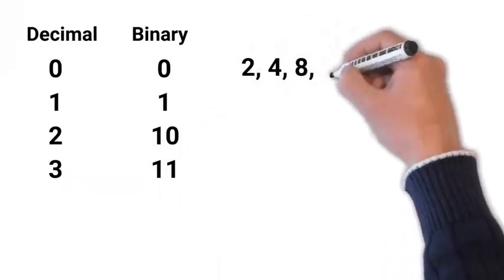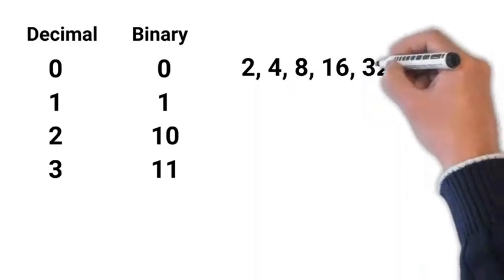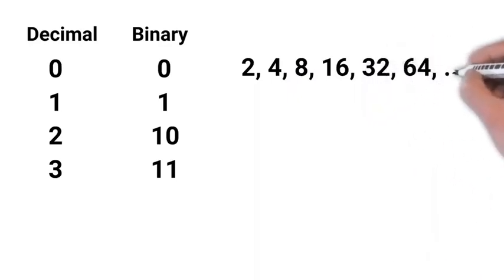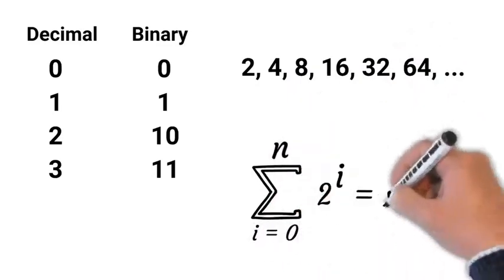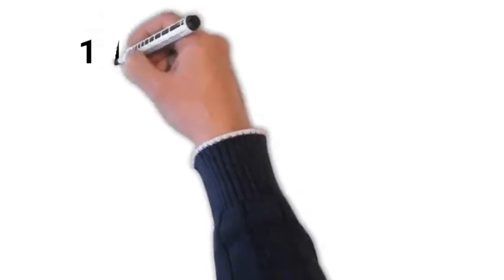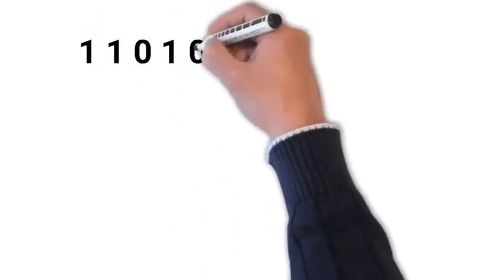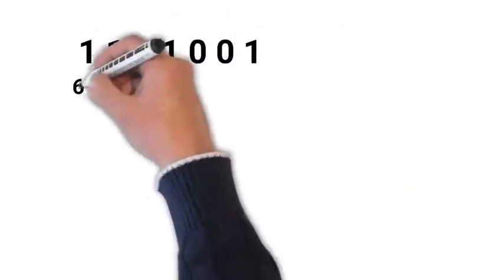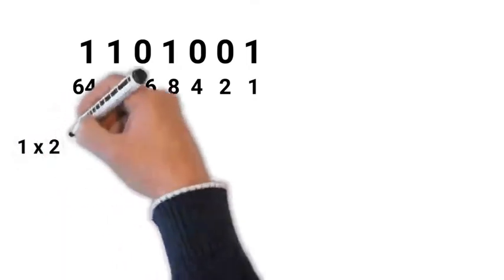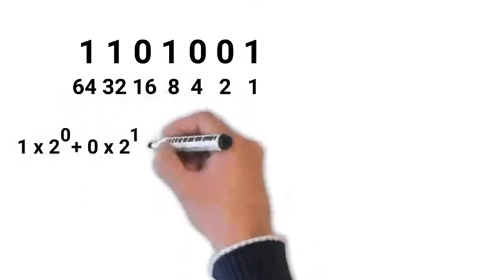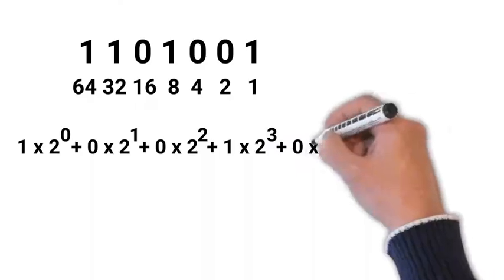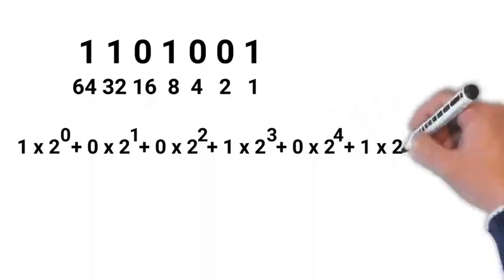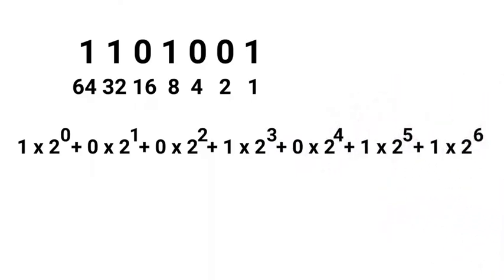That is because binary is base 2, which means that each digit corresponds to a certain power of 2. The sum of all those powers is our original number in the decimal system. Let's see that on an example. Suppose we have the number 1, 1, 0, 1, 0, 0, 1. We can write powers of 2 under each digit starting from the right. If we multiply each digit with its corresponding power of 2 and add them all up, we get our number in the decimal system. So we would write 1 times 2 to the power of 0, plus 0 times 2 to the power of 1, and we would repeat this process until we reach the last digit in our number.